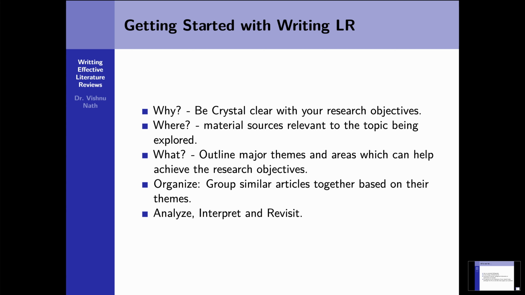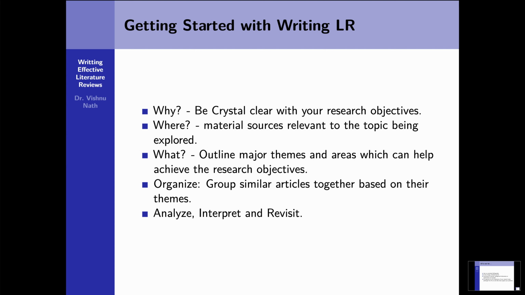Outline major themes and areas which can help achieve the research objectives. Now, in the previous slide, I talked about simple literature review and complex literature review. A simple literature review is where you introduce the topic, put some major working definitions, and highlight what has been done in the field. In a complex review, we read papers and try to connect the themes and topics that they are talking about, and then filter out the research gaps that we can put out.